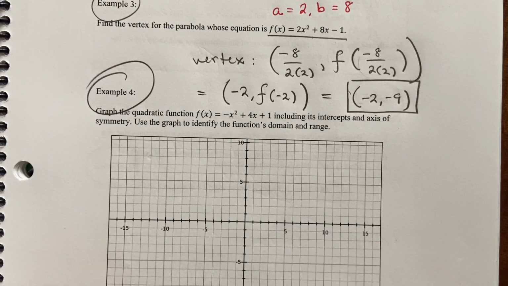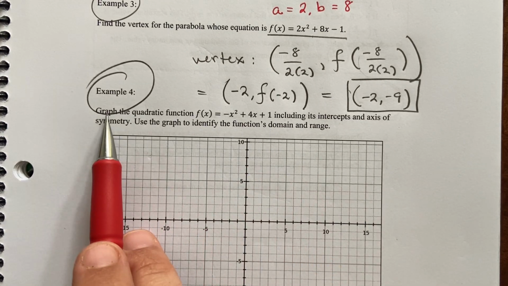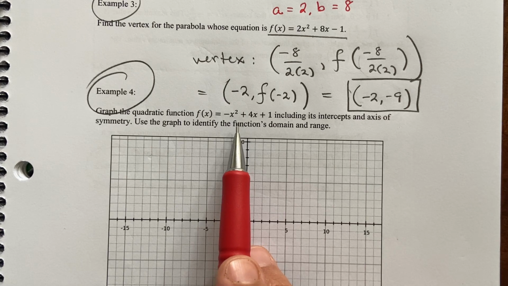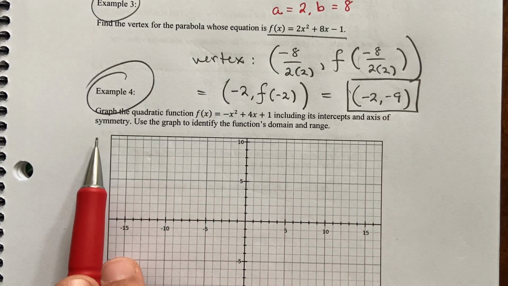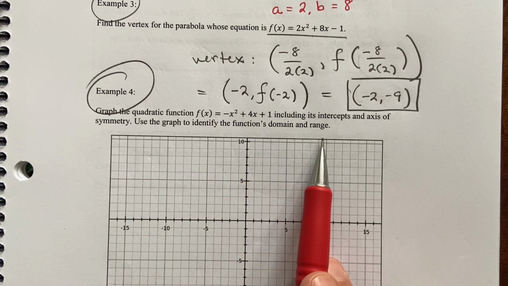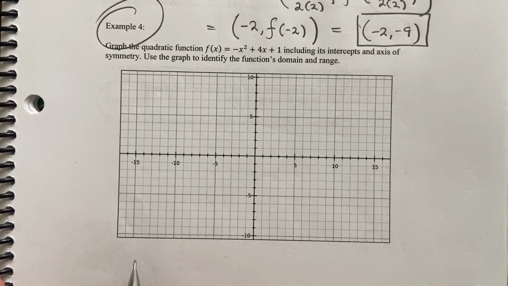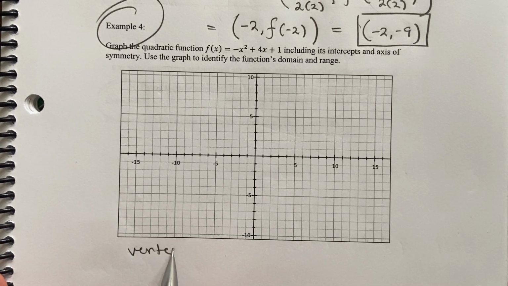So what if we want to graph when we're only given the standard form? So this says graph the quadratic function, including its intercepts and axis of symmetry. Use the graph to identify the function's domain and range. So I'll start with the vertex part. That's kind of a nice point to start with.